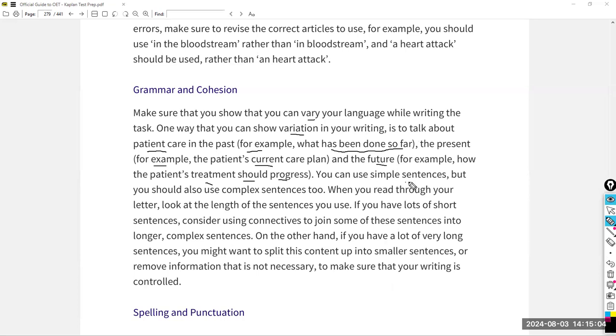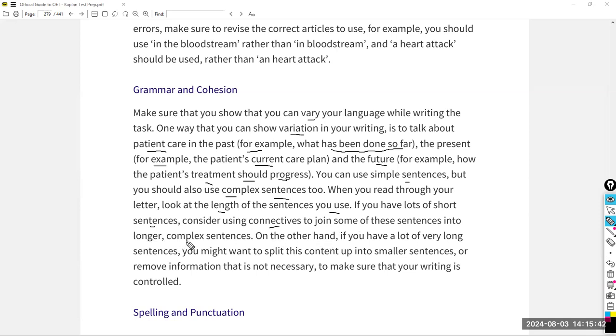So you can use simple sentences, but not all the time, please. You should also use complex sentences, compound sentences, and complex compound sentences. When you read through your letter, please look at the length of the sentences you use. Try to count the lines as we said. If you have lots of short sentences, consider using connectives to join them. So this is the using of conjunctions, coordinating conjunctions, subordinating conjunctions, relative pronouns, and transition words.